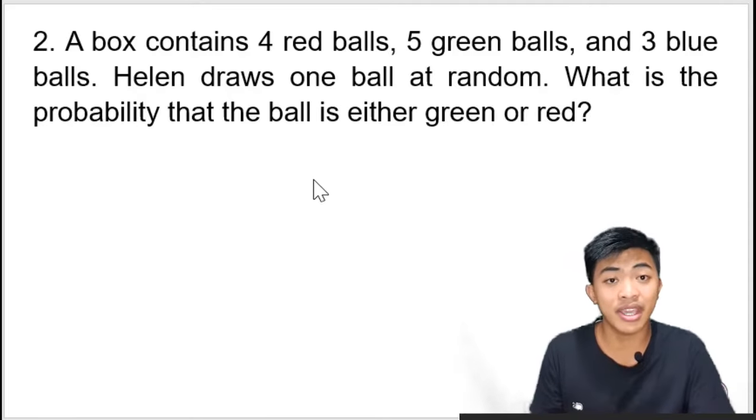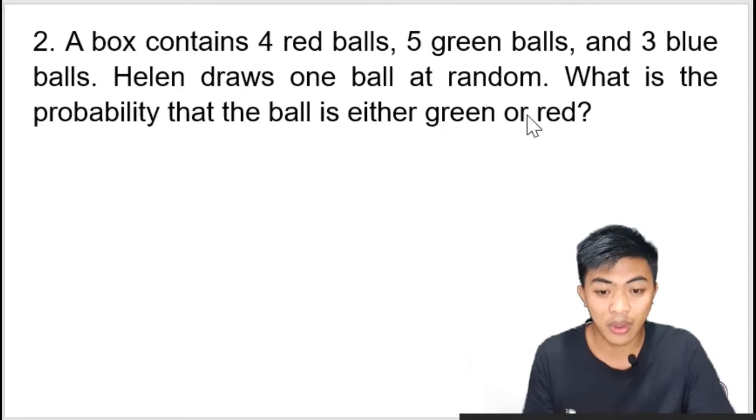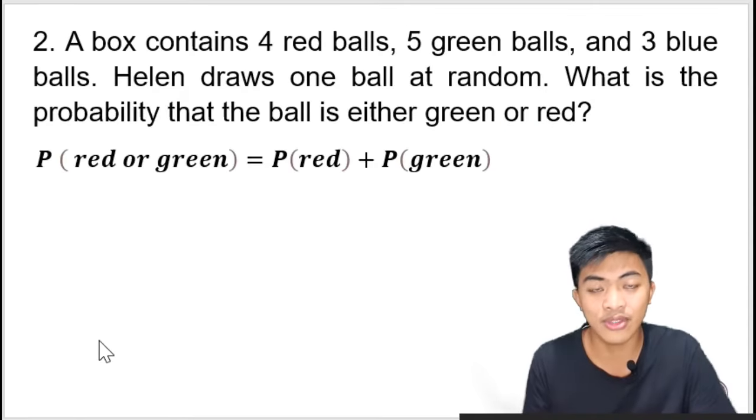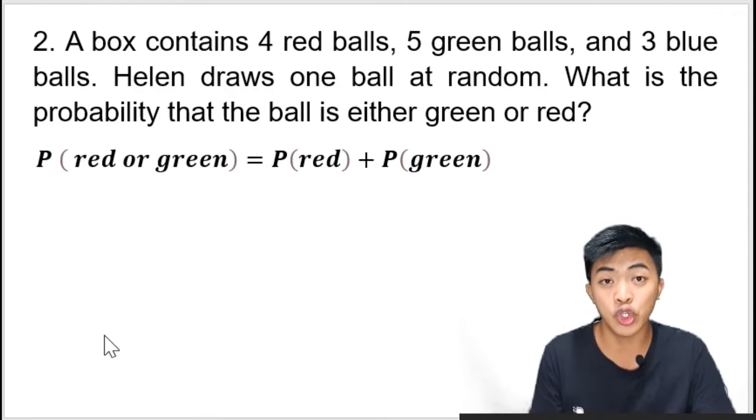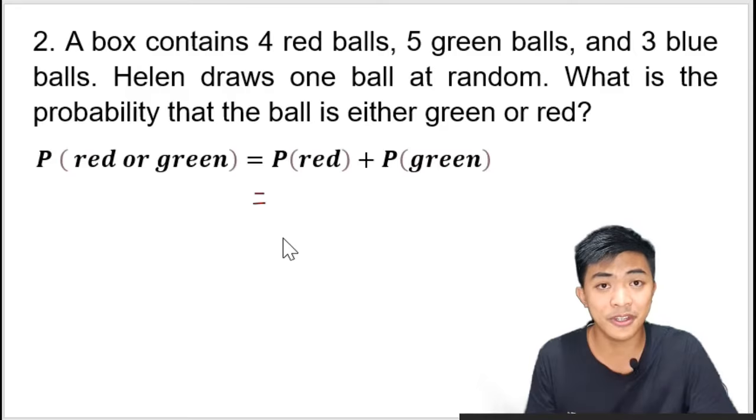Okay, so next example. A box contains 4 red balls, 5 green balls, and 3 blue balls. Helen draws 1 ball at random. What is the probability that the ball is either green or red? Okay, so always remember, if it's or, addition is involved. Okay, so that is also a case of mutually exclusive because we cannot have a ball that is both a red or a green.